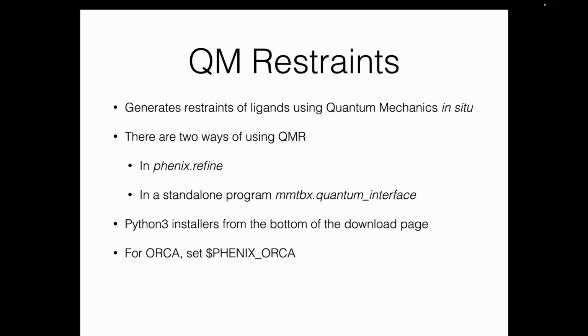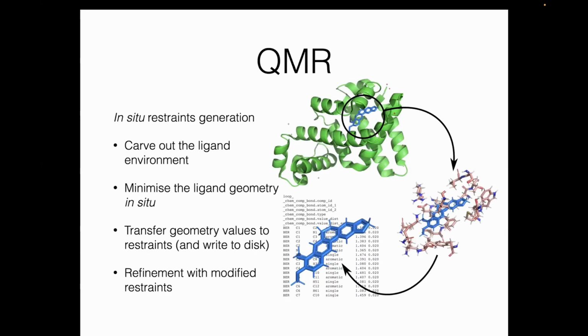If you get the Python 3 installer at the bottom of the download page, it's already in there. It's distributed with Python 3, because we couldn't distribute it with Python 2. So if you need that, you have to install that one. And basically, you can see here, this is just a visual representation of what I just said. This blue ligand in the protein model is taken out, and the pocket around it is included in the QM calculation. And then you get a minimized geometry and the restraints.